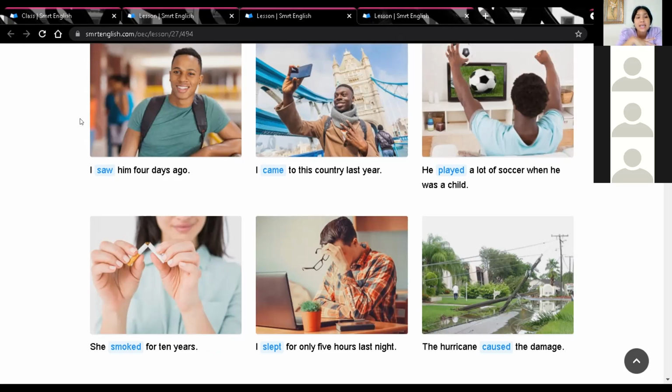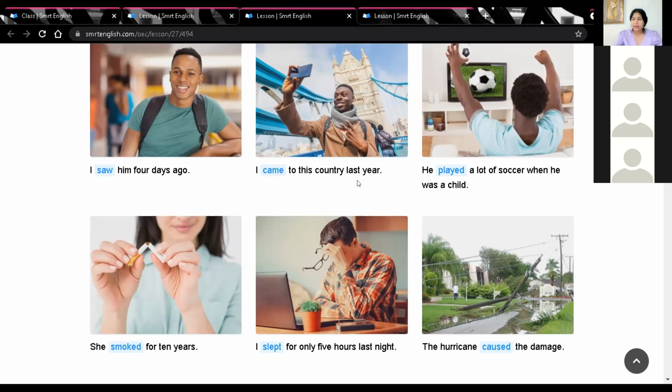It means that if I say I saw him 4 days ago, it means that I haven't seen him since then, because that was the day I saw him. So it doesn't matter if I see him again in the future. I mean, when I'm talking and I'm being very specific about the day that I saw him. When? 4 days ago. I came to the city last year.